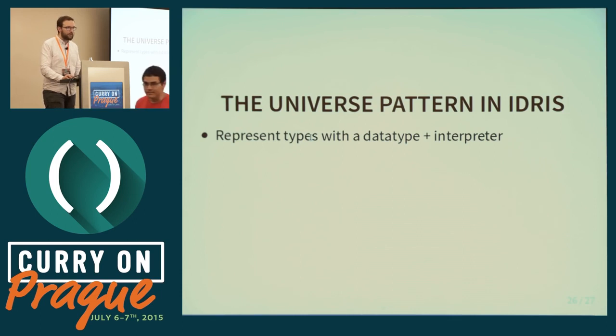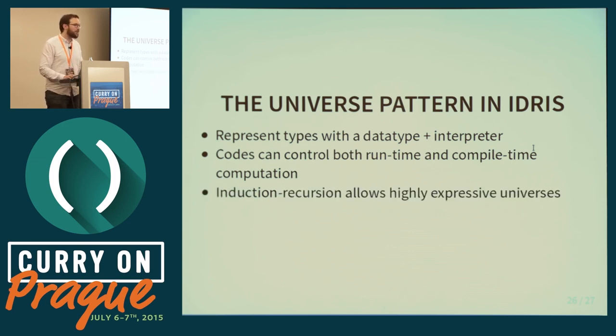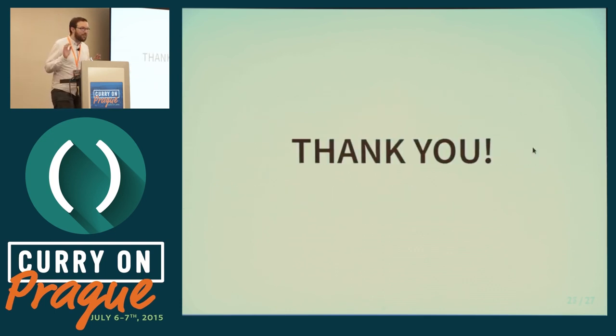Right, so I'm at the level of summary now. If you want to do your universe pattern, you have a data type and an interpreter of that as types. You can use these codes for both runtime and compile time computation. You can use it to type check, but you can also use it to make things that work for any type described in some universe. You can use induction recursion to have really expressive universes, like the one we just saw. And then you can use Idris type providers to compute the codes in some universe using side effects and get them from the real world and interact with something outside of your ivory tower language. Thanks very much for listening.